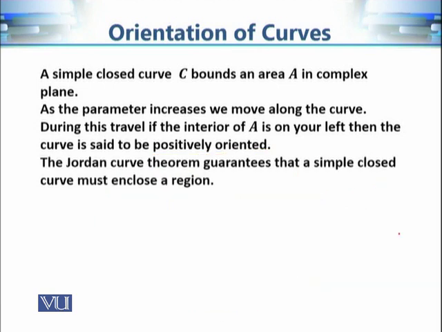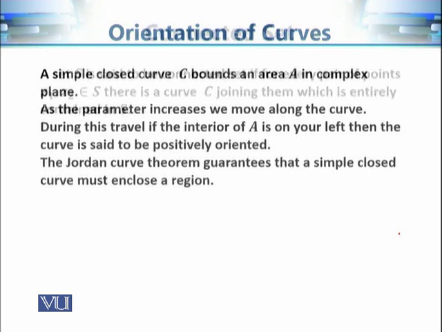Now, how do we make sure that there is always going to be an area enclosed by a simple closed curve? Now, this is guaranteed by the Jordan curve theorem. Now, we are not going into details of this theorem. And of course, the proof of this theorem is beyond the scope of this course. But we have a guarantee that a simple closed curve is always going to enclose an area in the complex plane. So we can always check whether a simple closed curve is positively oriented or not.